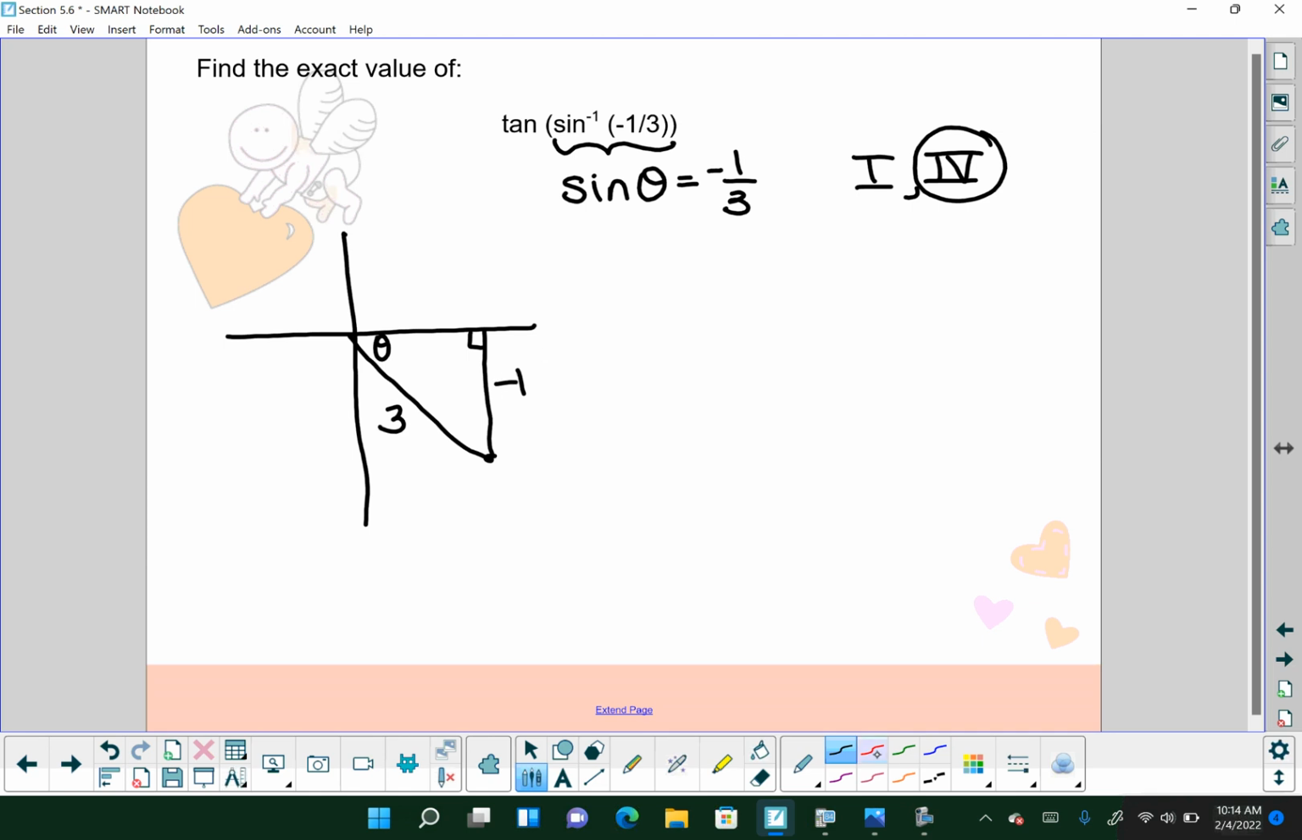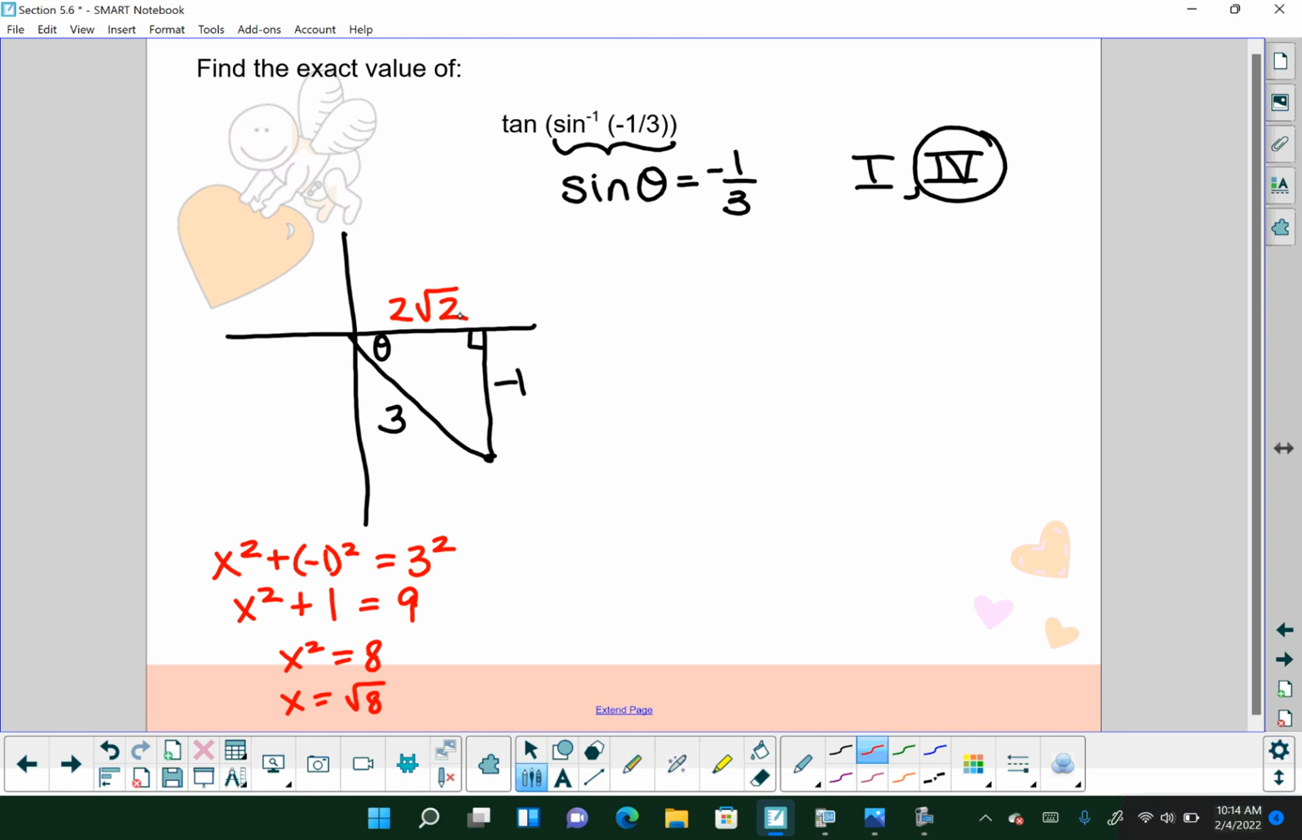To get the third side of your triangle, Pythagorean theorem, let's call that third side x. X squared plus negative 1 squared equals 3 squared. So I get x squared plus 1 equals 9. X squared equals 8. And then x equals rad 8, or when I break that radical down, it breaks down to 4 and 2, so 2 rad 2.